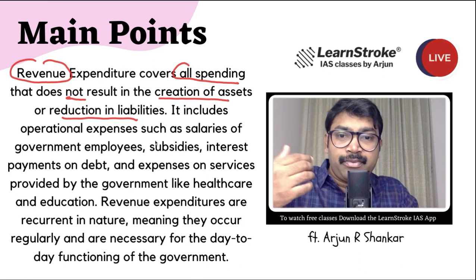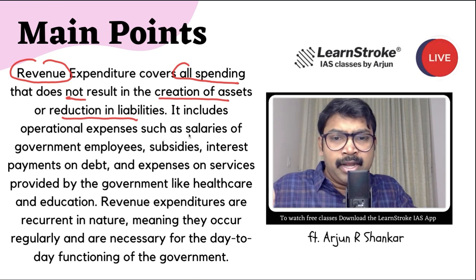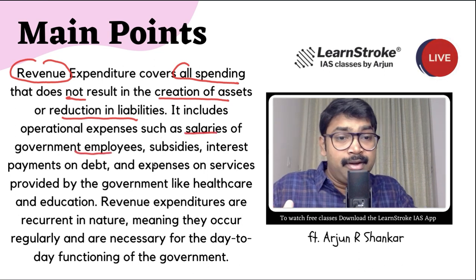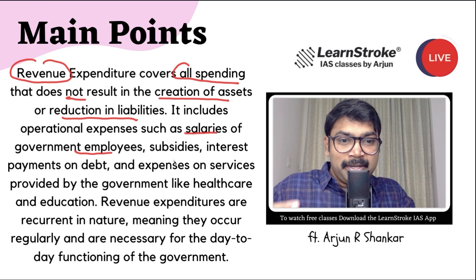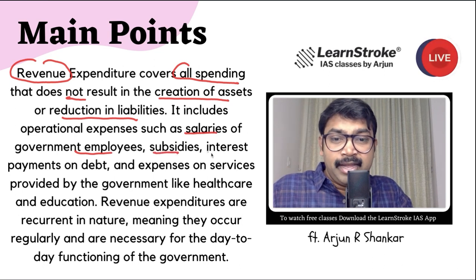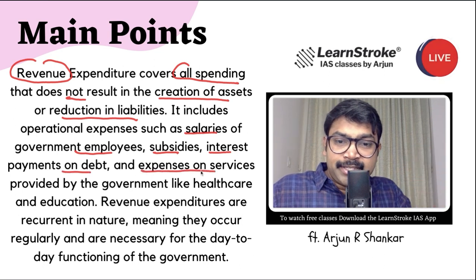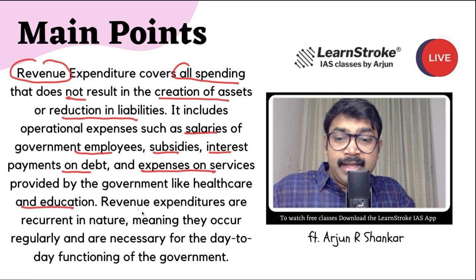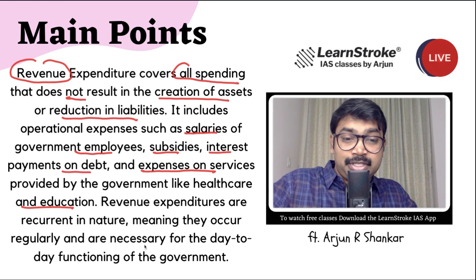But these kinds of expenditure are important, like salaries of government employees. It does not create assets or reduce liabilities. Subsidies that the government gives, interest payments on debt. We pay interest on the loans that we have taken, and expenses on services provided by the government like healthcare and education. Revenue expenditure is recurrent in nature, meaning it occurs regularly and is necessary for the day-to-day functioning. So this is the revenue expenditure.